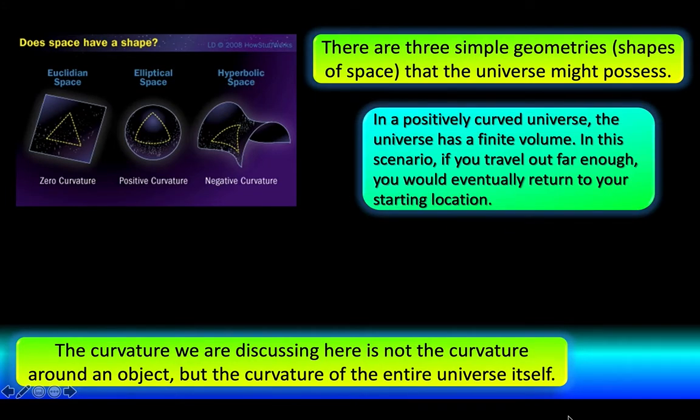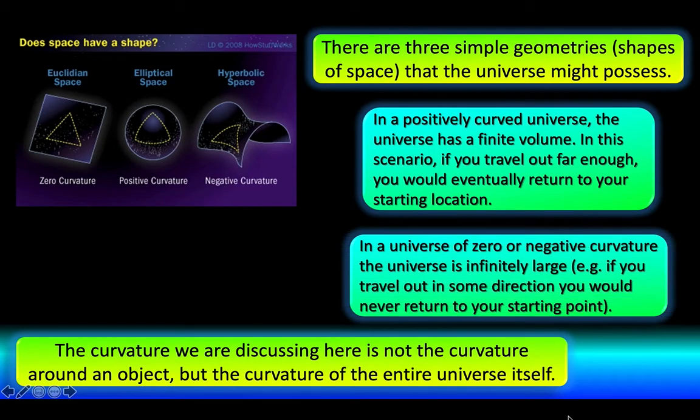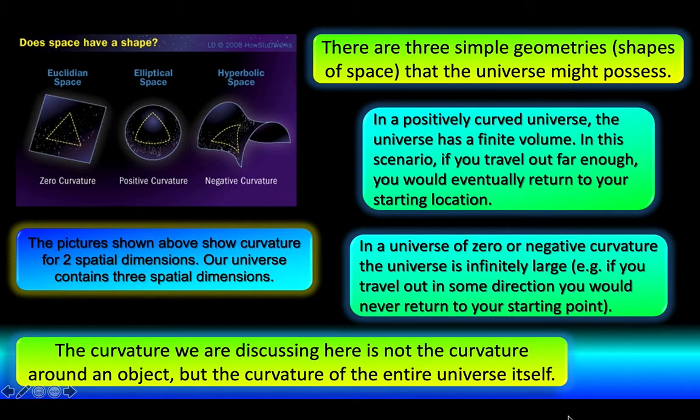Now, if the universe has a positive curvature, the universe will have a finite volume. In this scenario, if you were to travel in some direction out into the universe, you would eventually return to your starting location. In a universe that has zero curvature or negative curvature, the universe is going to be infinitely large. So if you were to begin traveling in a rocket ship in some direction, you would never return to your starting point.